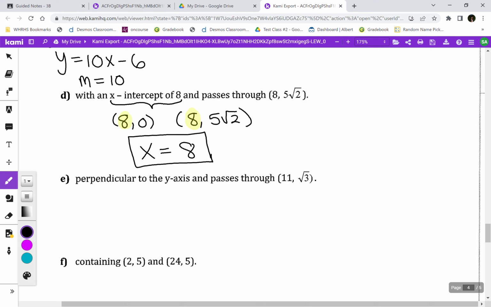All right, let's say you couldn't do this. You could have drawn a sketch here. So we're at, let's say this is (8, 0), and here's (8, 5 root 2).